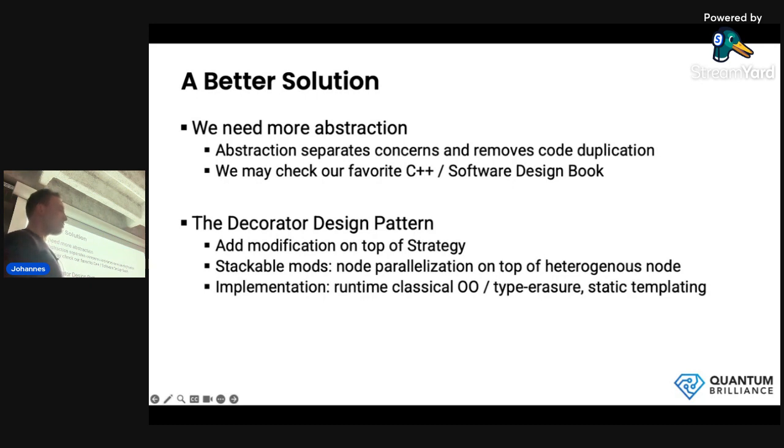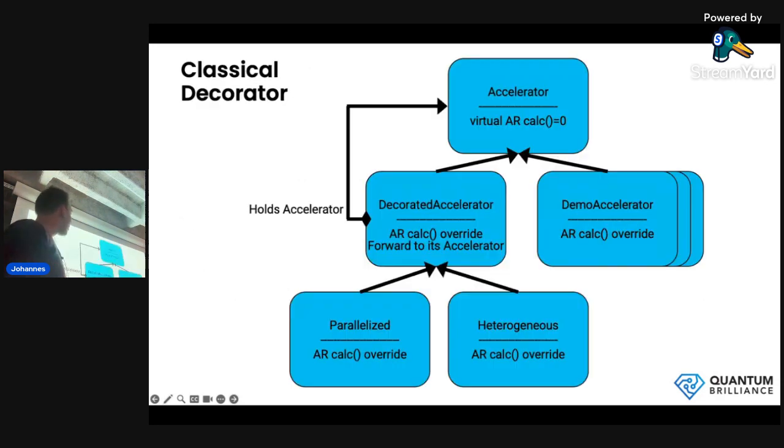So what we can do is parallelize nodes on top of a heterogeneous node, for example. The implementation can be runtime polymorphism, so you can choose at runtime, classical object oriented, or via type erasure, the magic behind std::function or std::any. Or if you want a zero-cost abstraction, then you can do templating, static polymorphism. Okay, so let's take a look. How does it look?